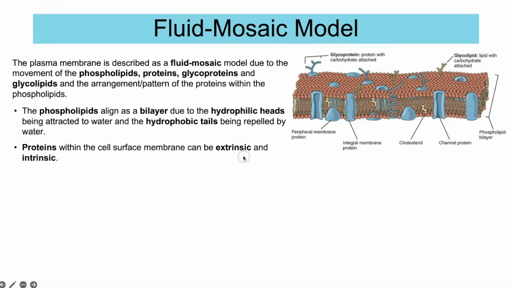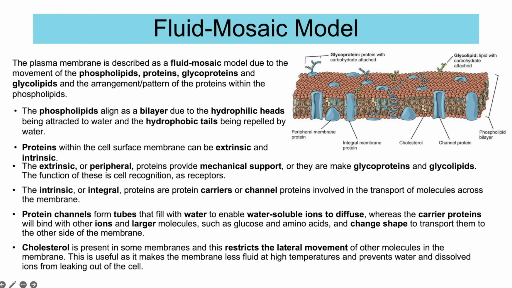Proteins within the cell surface membrane can be extrinsic, which means on the outside, or intrinsic, which means going all the way through. The extrinsic or peripheral proteins provide mechanical support, or they can make glycoproteins and glycolipids, and the functions of those are in cell recognition as receptors.